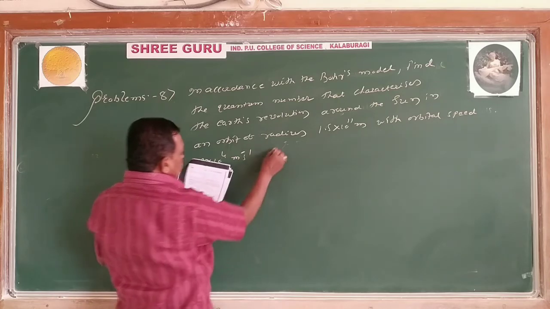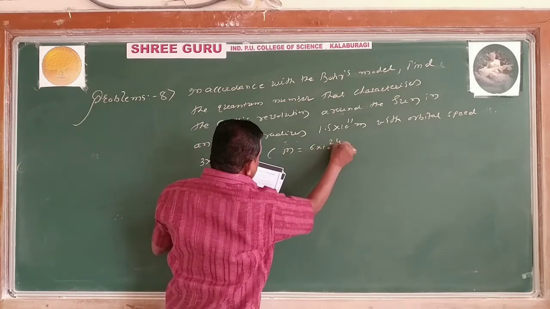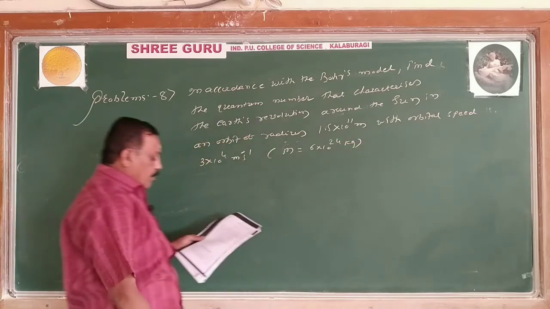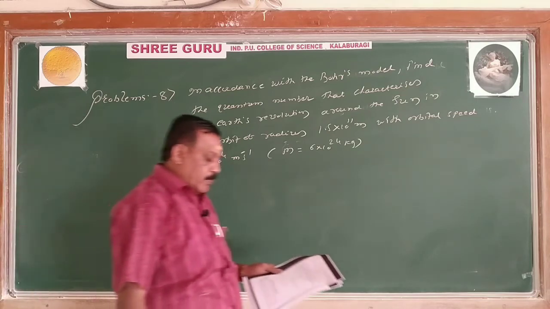The mass of the Earth. Now this is the problem, he has given data. Our aim is to calculate the principal quantum number.